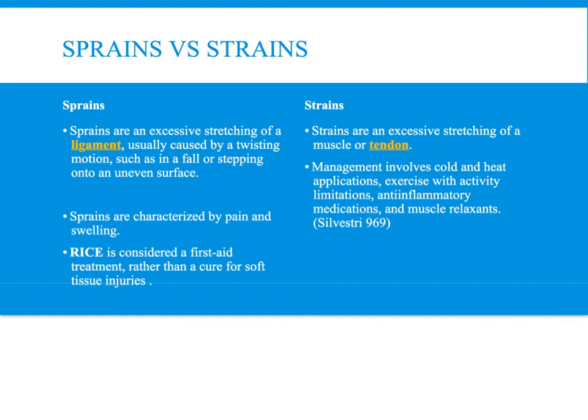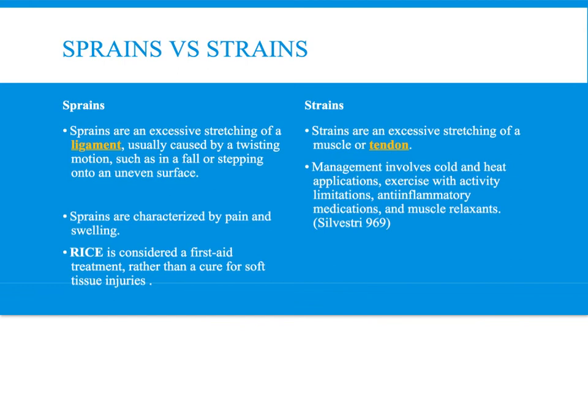A strain is usually due to heavy lifting. It's a muscle pull, like when you pull a muscle, that's usually referring to a strain where you have stretched a tendon. So it's important when assessing a patient who comes in complaining of pain in an area like a knee or an ankle, to ask them how it happened. That can help you determine whether it's a sprain or a strain.